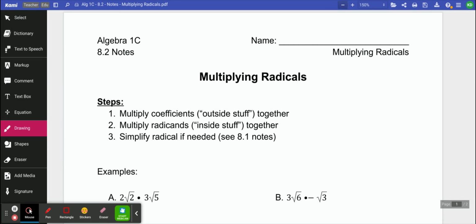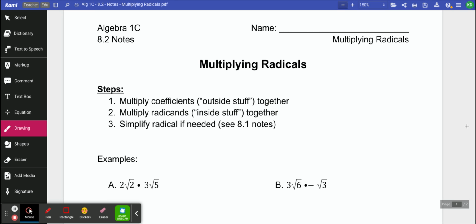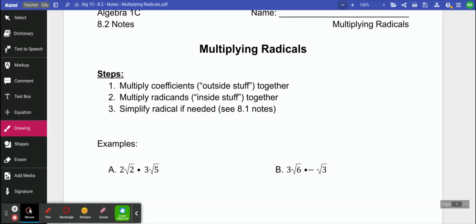Welcome back to Algebra 1C 8.2 notes, multiplying radicals. So we're going to start with our steps. Our steps here are just to multiply the coefficients.